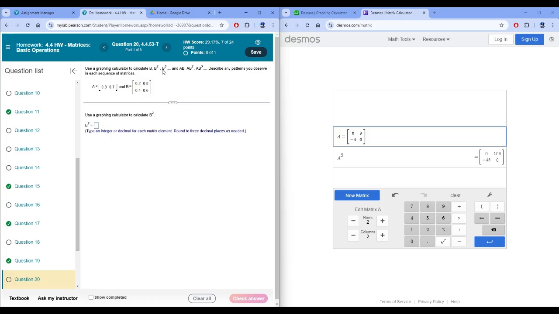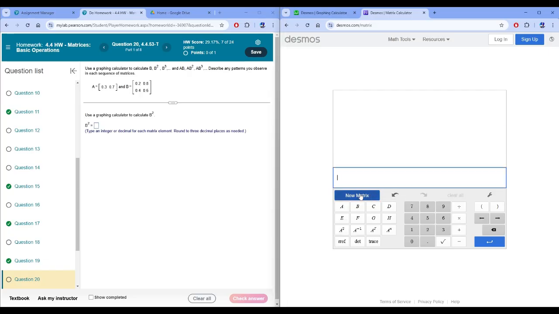B to the second, B to the third. Use the graphing calculator to find B to the second. So let's clear. Let's do a new matrix, which is 2 by 1. So 1 row 2, 0.3 and 0.7. New matrix B is a 2 by 2, which is 0.2, 0.8, 0.6, and 0.4. So what is B squared?